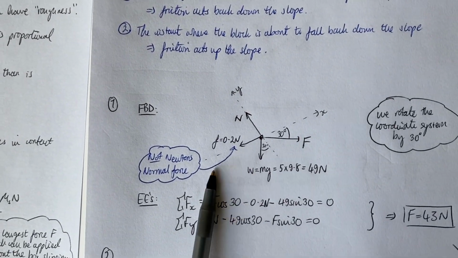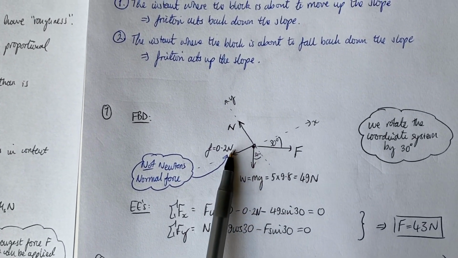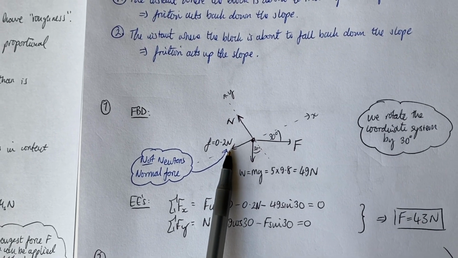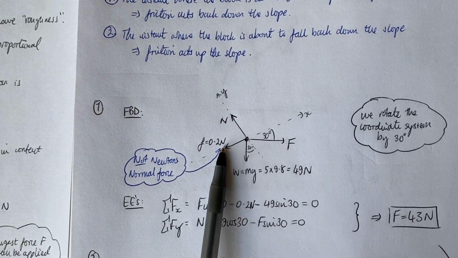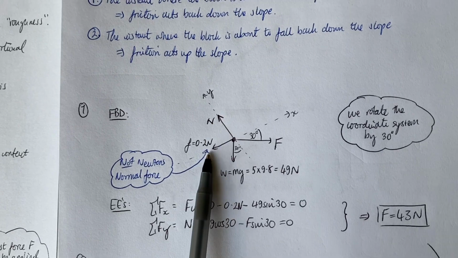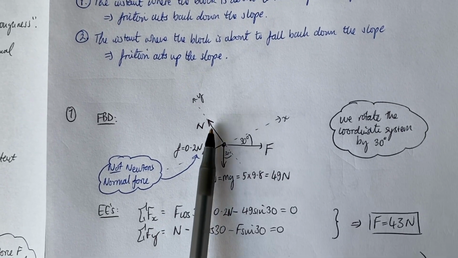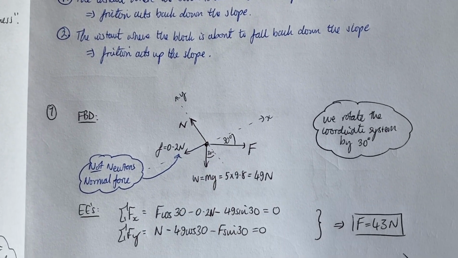So I've put a note in here, right? That is not 0.2 newtons. That's 0.2 multiplied by the normal force N, right? So just be careful there. I've seen people mix those two things up.